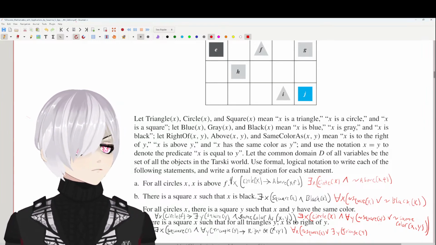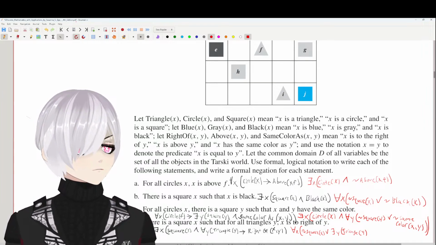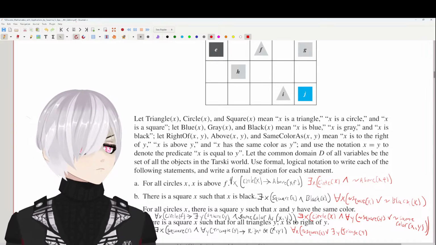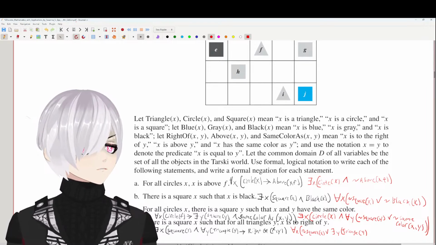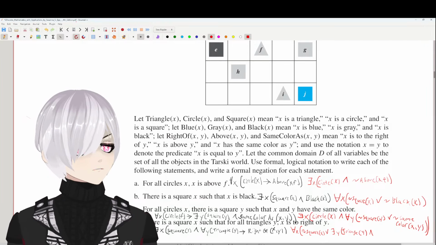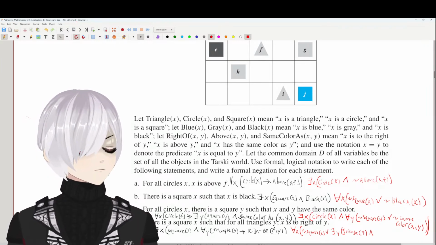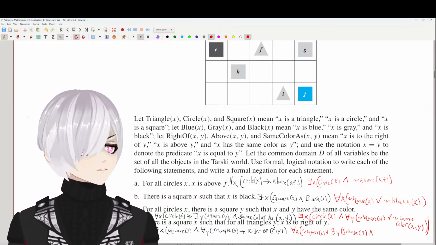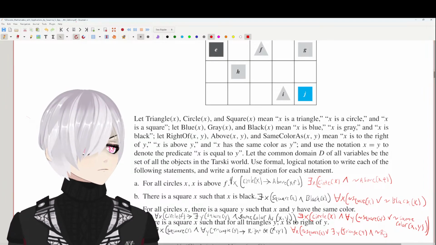Now let's see. There exists a y such that y is a triangle, and it's not the case that x is to the right of y. Yeah, great. You're combining a lot of logical rules at once.